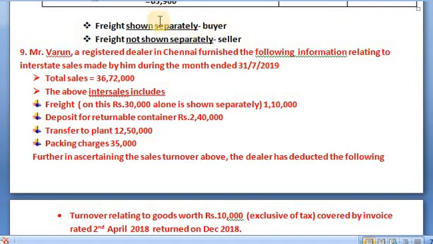So this one word, charged or shown separately, the adjustment treatment will be totally different. I want you all to be very clear with this particular adjustment. In general, we need to understand this and not get confused over here. Freight shown separately will be paid by the buyer. The expenses, freight charges shown separately, 10,000, the 10,000 will be paid by the buyer. Clear? Freight not shown separately, that expense will be paid by the seller.